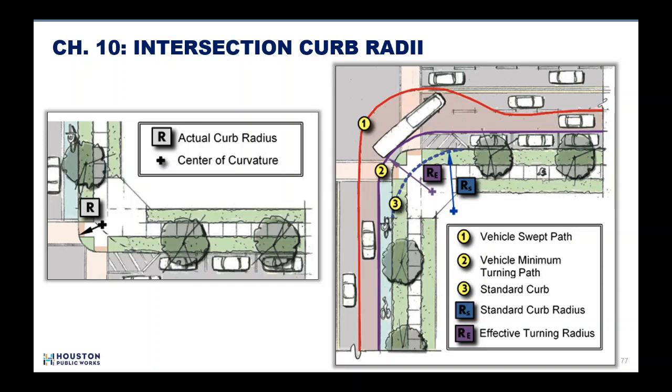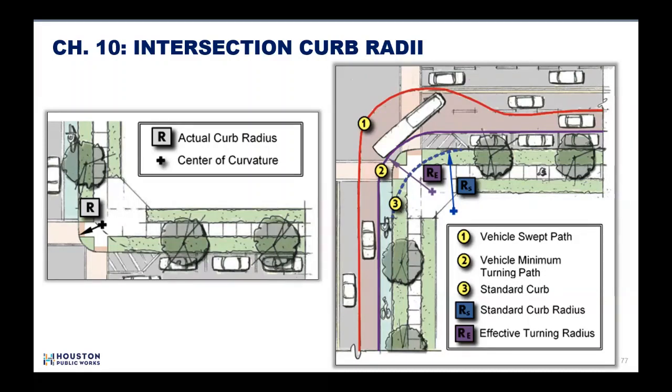Actual curb radius is the radius of curvature of the physical curb. Standard curb radius is the radius of curvature defined in the table we just discussed. The effective turning radius, which was shortly discussed by Ian earlier, is the radius of curvature created by the minimum turning path of a turning vehicle when additional curb offset is provided by a parking lane, bicycle lane, or shoulder. This intersection has additional curb offset due to a bike lane and on-street parking. Therefore, the curb return's actual curb radius can be smaller than the standard curb radius shown in our table.